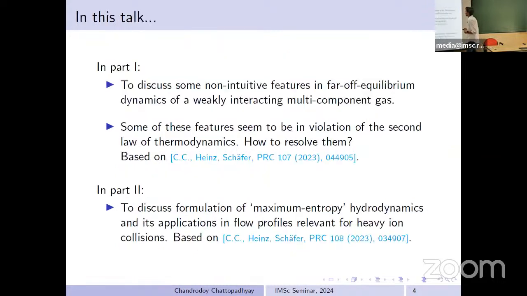In the first part of this talk, I'll discuss some non-intuitive features in far-from-equilibrium dynamics of a multi-component gas. I'll discuss this because some of these features seem to be in violation of the second law of thermodynamics, and I'll discuss how they may be resolved. Then I'll go to the formulation of maximum entropy hydrodynamics and its applications for heavy ion collisions.